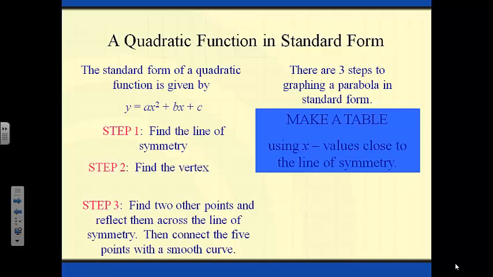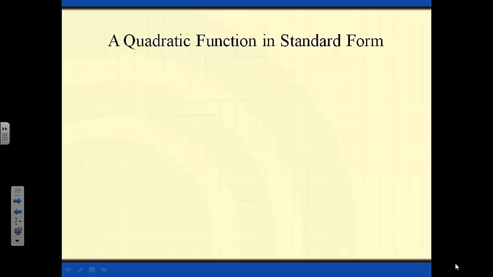Once you have that, step 3 is to find 2 other points and reflect them across the line of symmetry, and then you connect the 5 points with a smooth curve. So there are 3 steps. Step 1, find the line of symmetry. Step 2, find the vertex. Step 3, find 2 other points. And you make a table to help you do that.